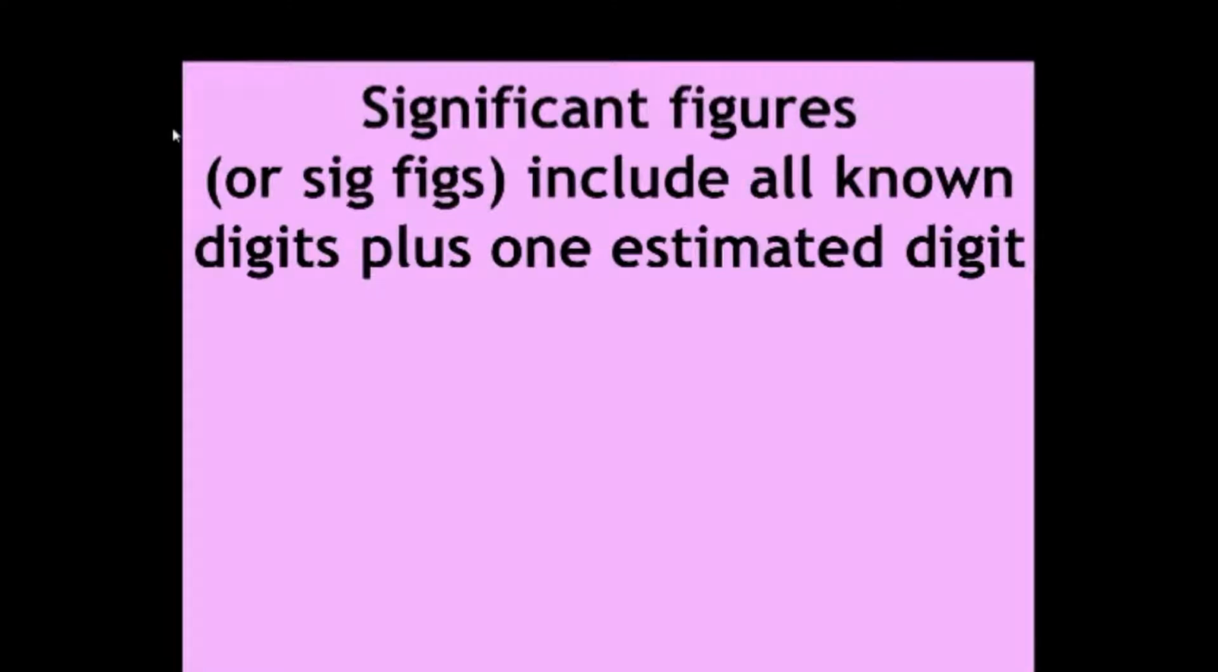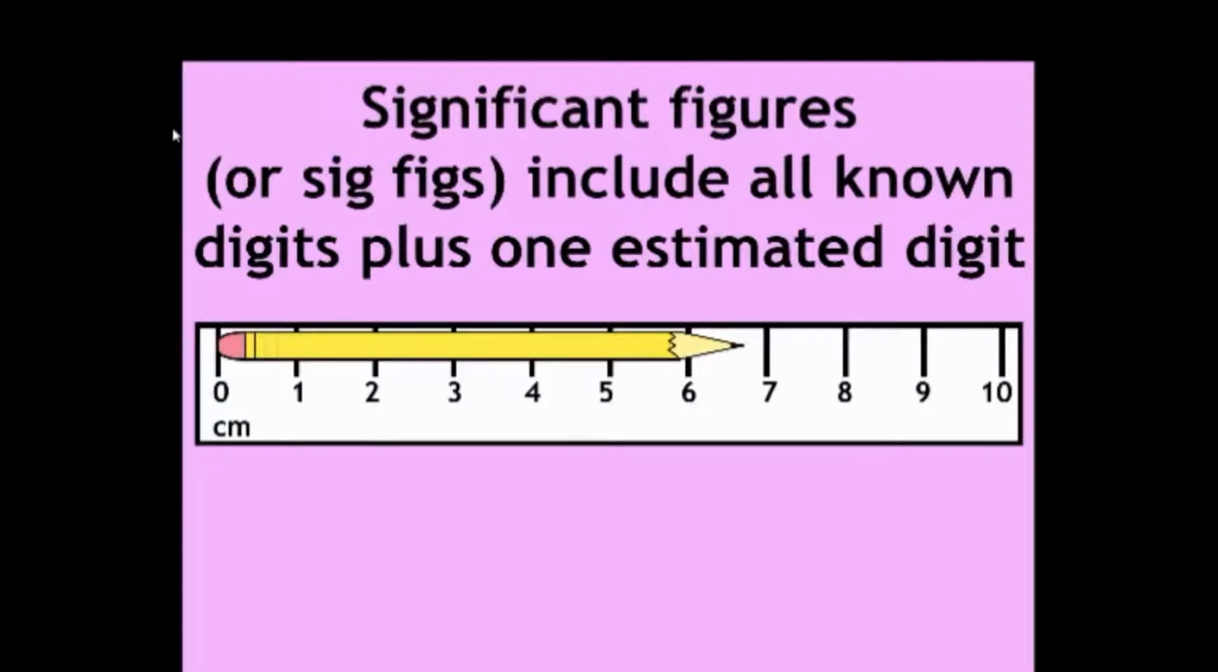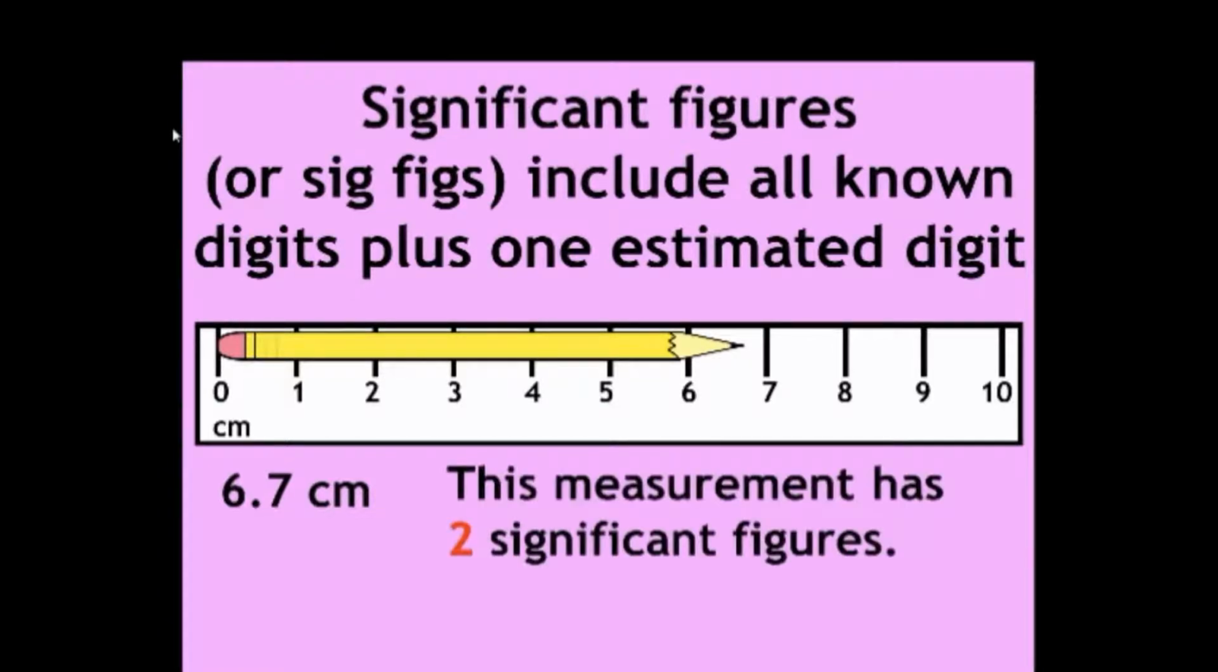Okay, so we're going to talk about significant figures now, or sig figs. In a measurement, the number of sig figs includes all of the known digits plus one estimated digit. So in this example, the measurement is 6.7. The known digit is a 6. Because we estimated that final digit as a 7, that counts as well. It's all significant, so this number would have two significant figures, or 2 sig figs for short.